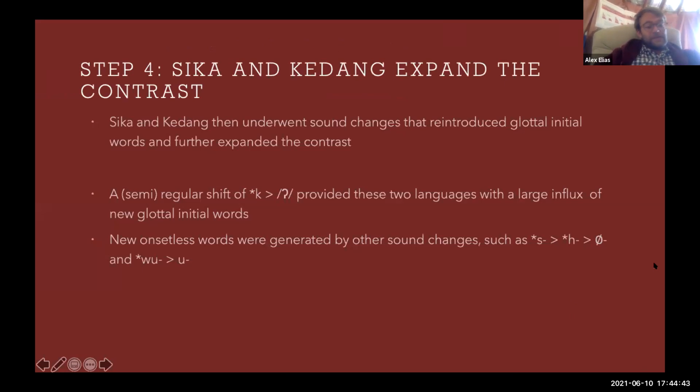So then the final step is that Sika and Kedang use their own system-internal resources to more fully recreate the Ende sound pattern. They undergo sound changes that reintroduce glottal initial words and further expand the contrast, or that further exploit the possibility of a glottal initial contrast that's opened up by switching to breathy attack. So this semi-regular shift of K to glottal stop provided most of the glottal initial words, and there were also new onsetless words generated by sound changes like the loss of H and the loss of W before U. So there's sources both for new glottal initial and new onsetless words, and this raises the functional load of this contrast quite a bit.